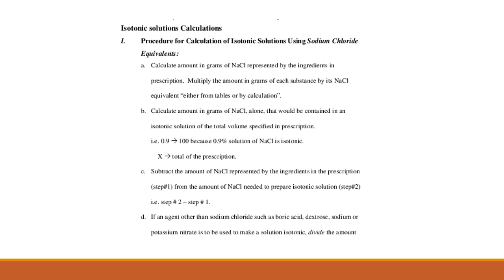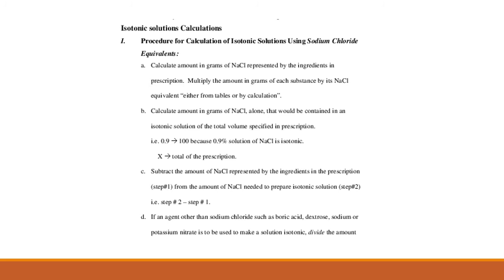So for step 2, letter B, you have here calculate the amount in grams of sodium chloride alone that would be contained in the isotonic solution of the total volume specified in the prescription. So step 3, letter C, subtract the amount of sodium chloride represented by the ingredients in the prescription, that is your step 1, from the amount of our sodium chloride needed to prepare the isotonic solution, that is step 2. So you have here step 2 minus step 1.